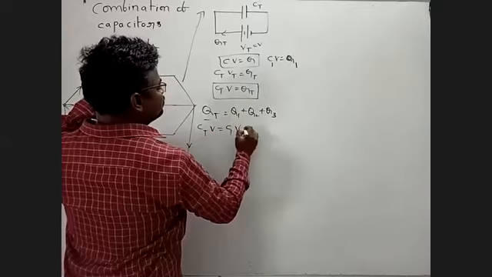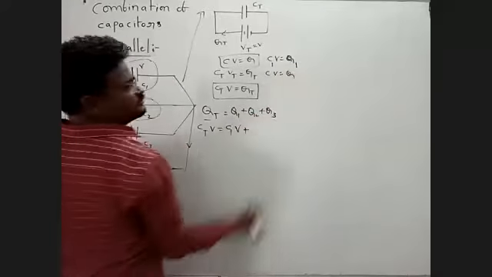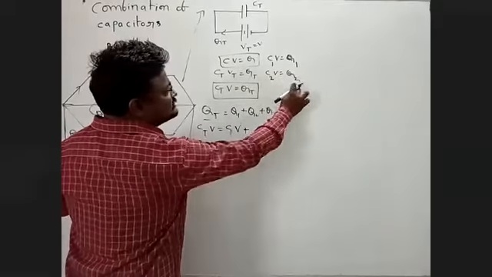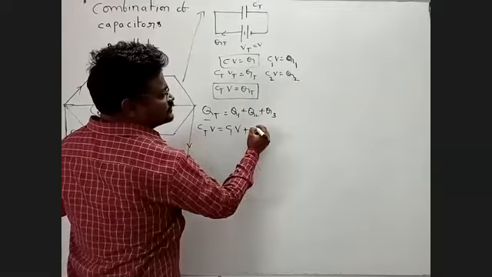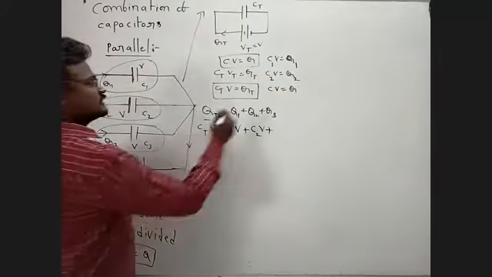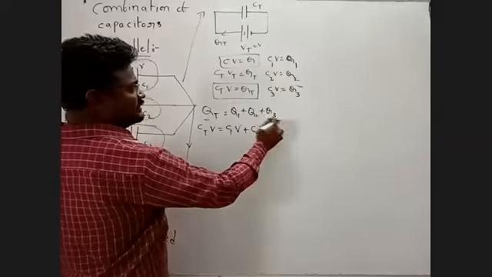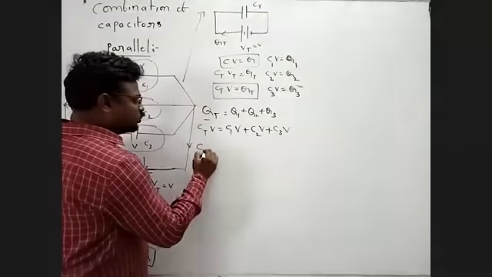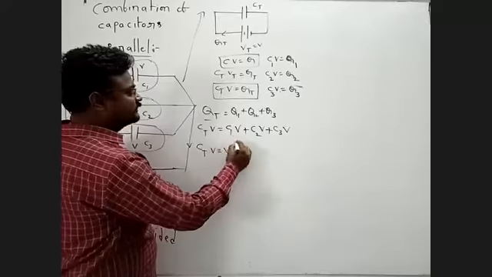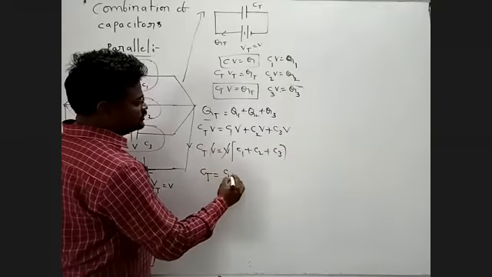Q1 means C1 V, plus Q2, the charge across the C2 capacitor, is C2 V. The charge across the C3 capacitor is Q3 equals C3 V. So C total V is equal to C1 V plus C2 V plus C3 V. Each term has V, so we take it common from the three terms and cancel it. C total is equal to C1 plus C2 plus C3.